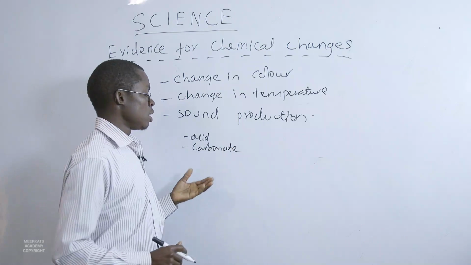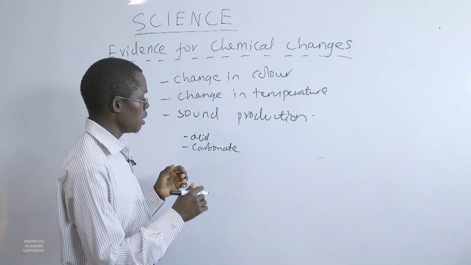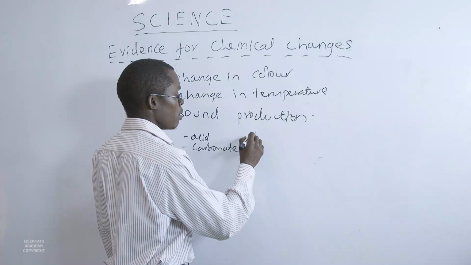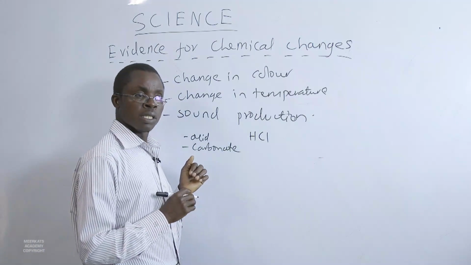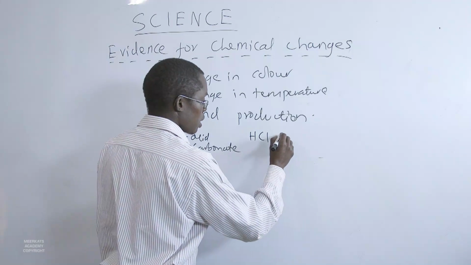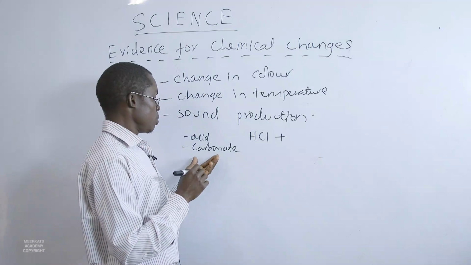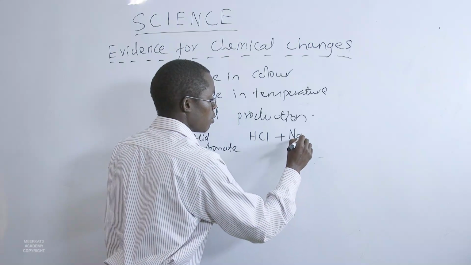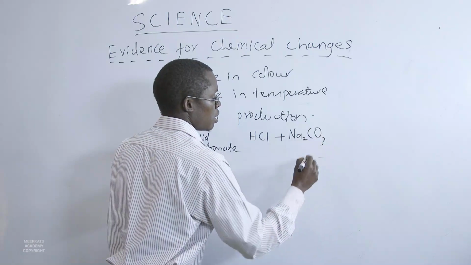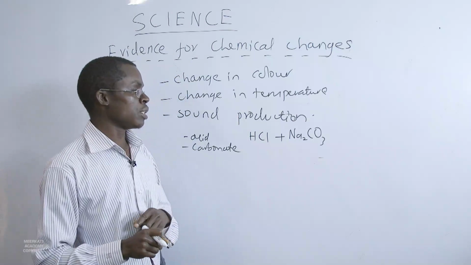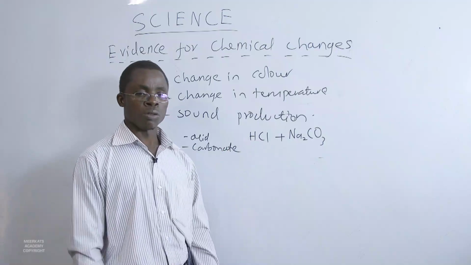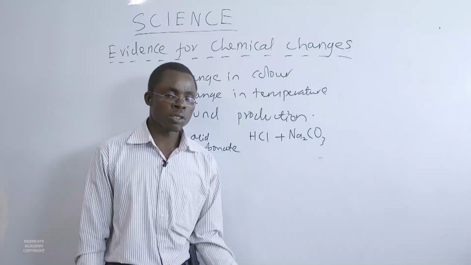You have been given these two reagents. Let's give particular examples. An acid like hydrochloric acid is reacting with a reagent which is a carbonate. An example is sodium carbonate. Hydrochloric acid and sodium carbonate. This is a colorless solution.